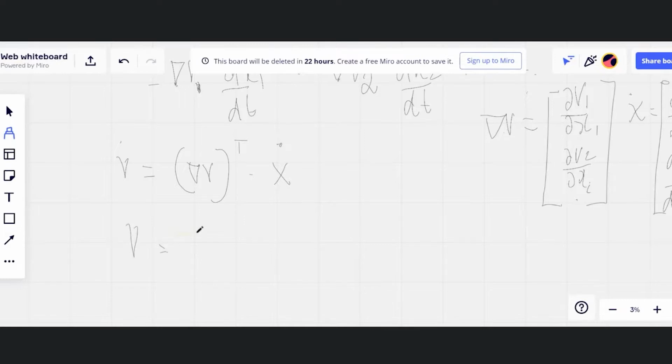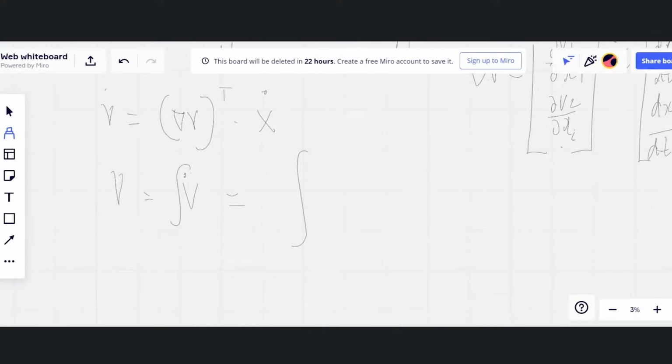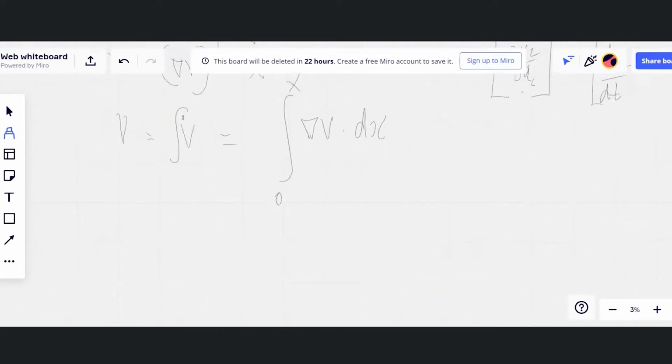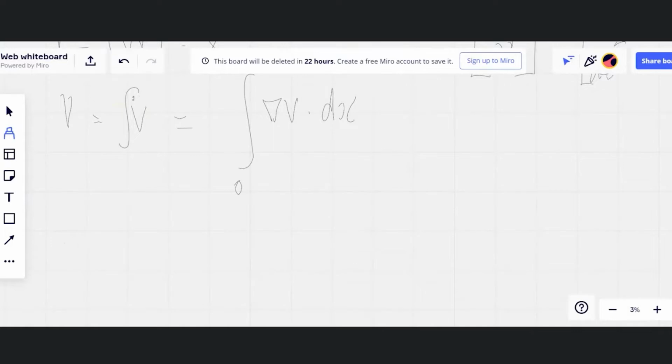Then how to find v is you integrate. Integration of v dot, the derivative of v, gives you v back. So that is basically integrating this whole thing, where the limits of integration are from 0 to x, of the gradient of v into dx. Now, x is not just a single variable, it's basically a matrix consisting of x1, x2, etc. So when we are taking the integration, we will take it first with respect to x1.